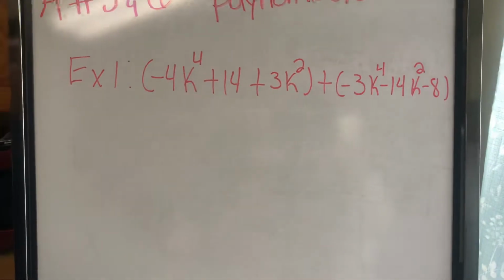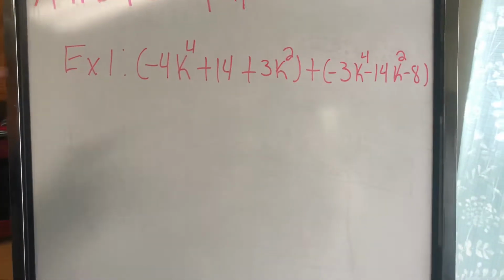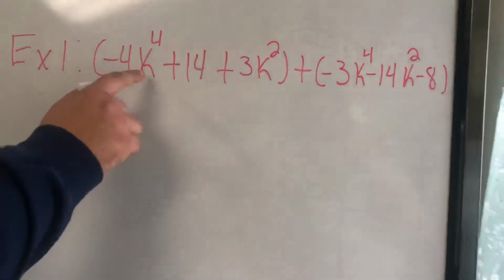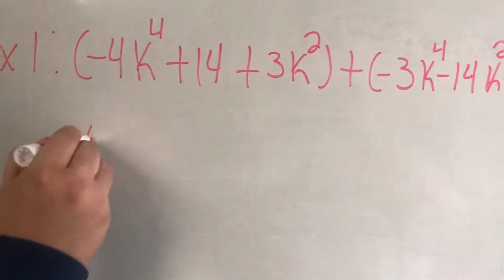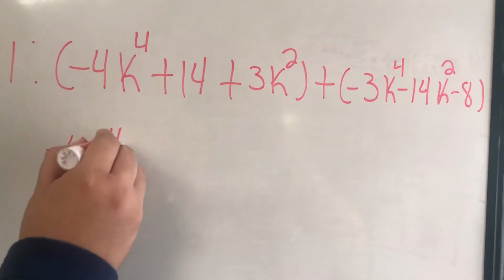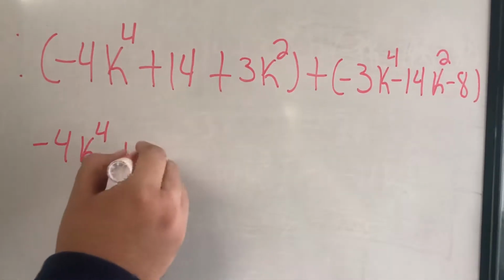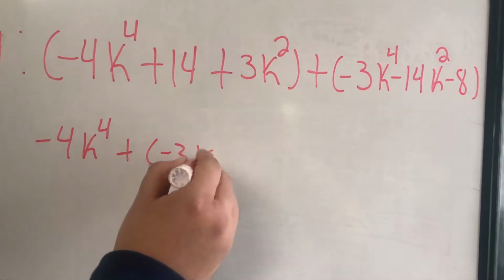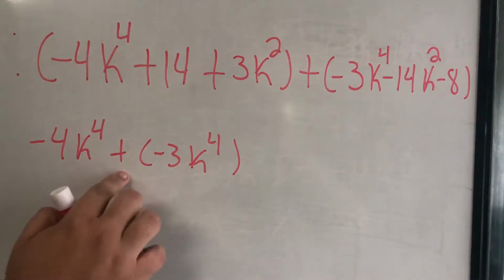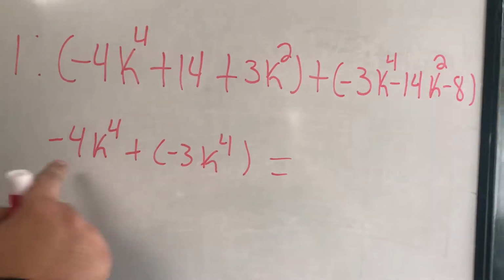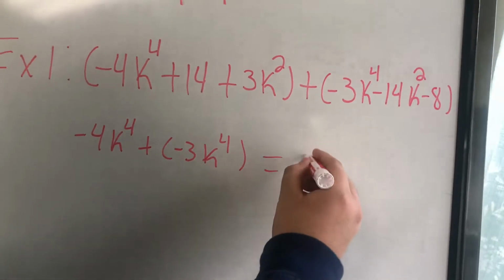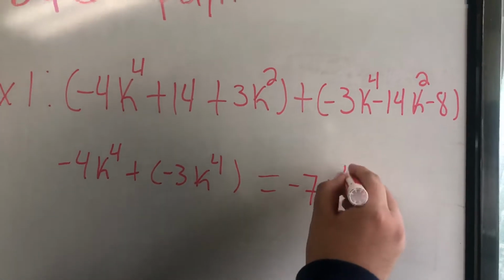So, always remember, working from left to right, which one has the higher exponent? That's going to be k to the power of 4. So let's write it out. We have negative 4k to the power of 4 plus negative 3k to the power of 4. In this case, we're going to add two negatives. So let's add them. 4 plus 3 is 7, and since they're both negative, it's going to be negative 7k to the power of 4.